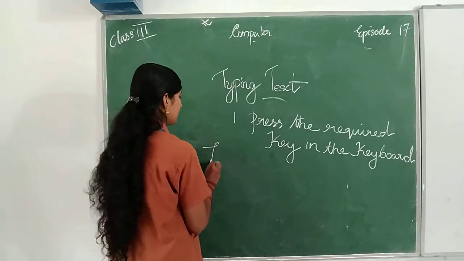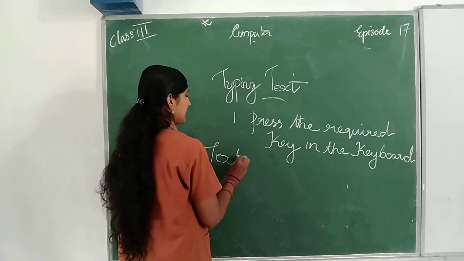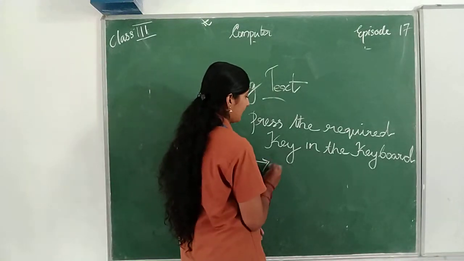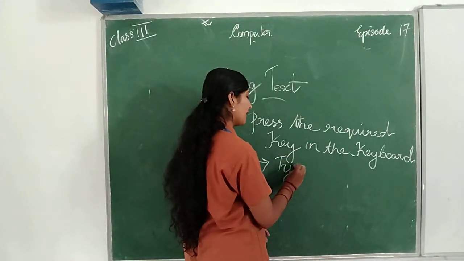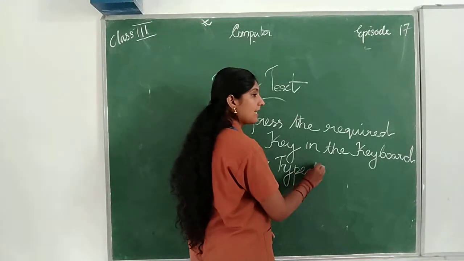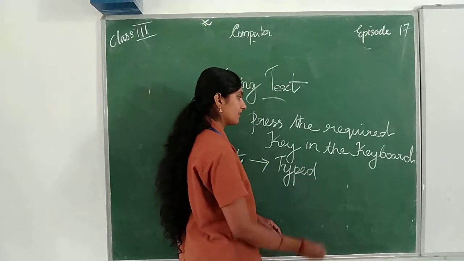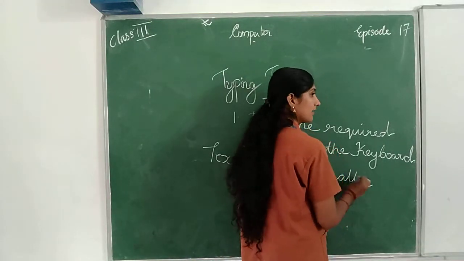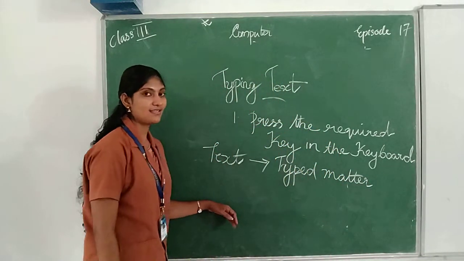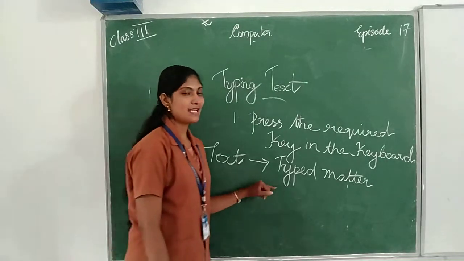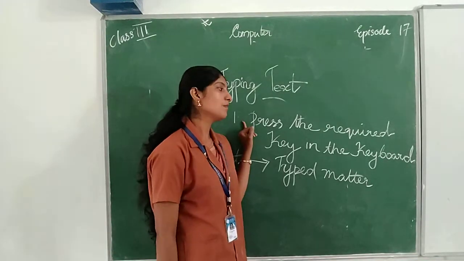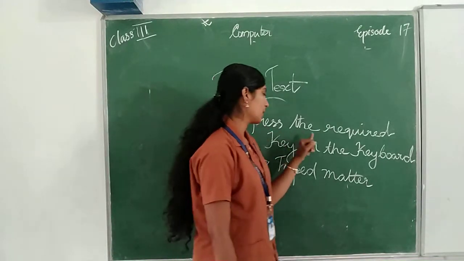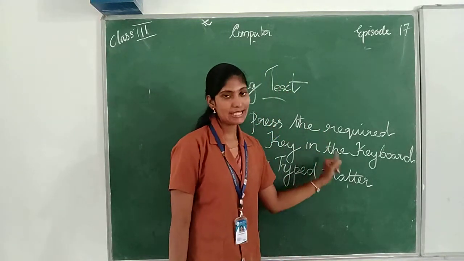So text means T-E-X-T, typed, T-Y-P-E-D, typed, matter, M-A-T-T-E-R, typed matter. So text means typed matter, and typing means press the required key in the keyboard.